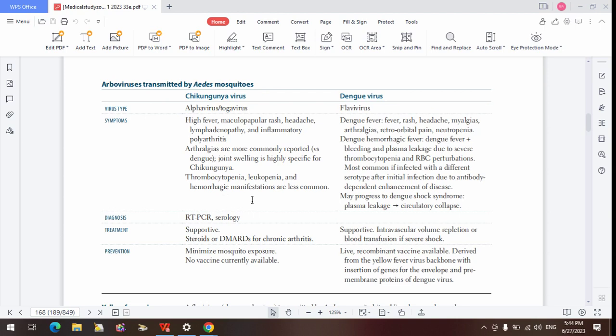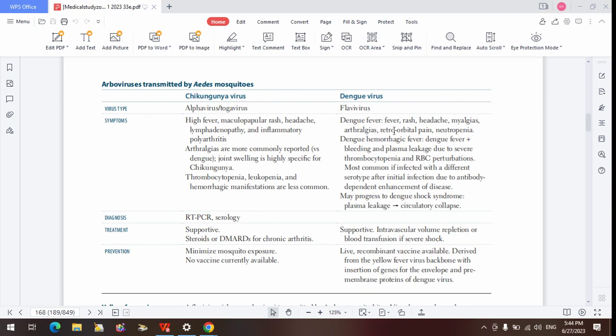So they are going to be having this chronic arthritis. That's what separates your chikungunya from your dengue. So dengue is a flavivirus. It has 3 spectrum: the dengue fever, the dengue hemorrhagic fever, as well as the dengue shock.